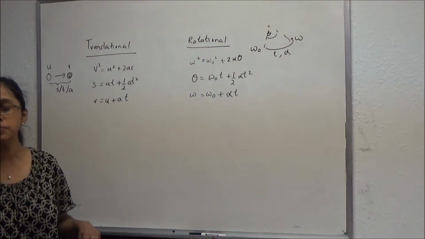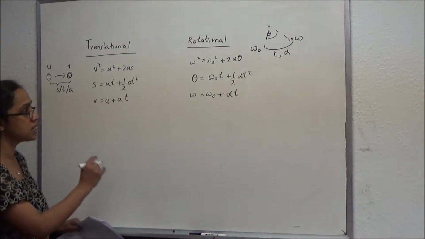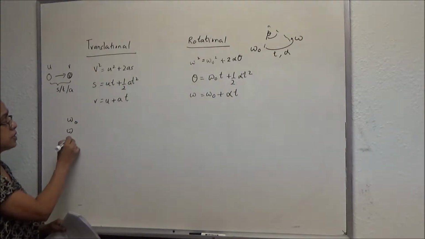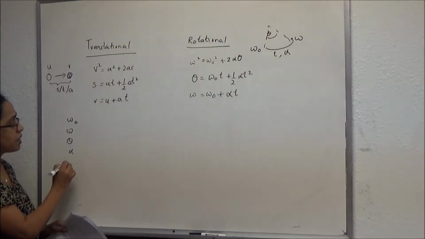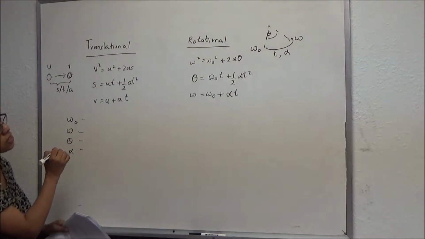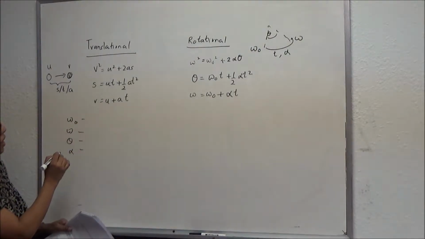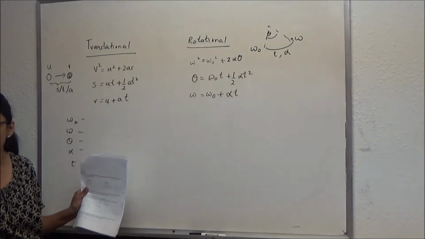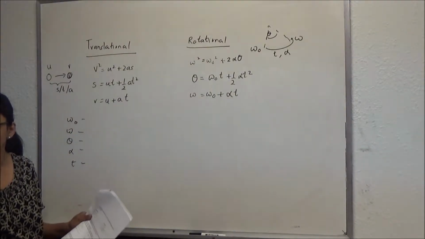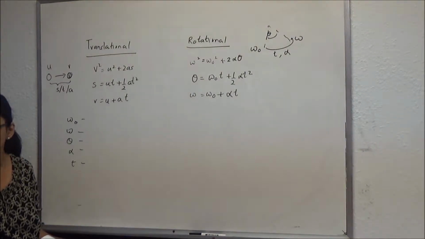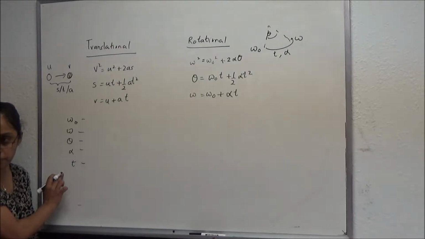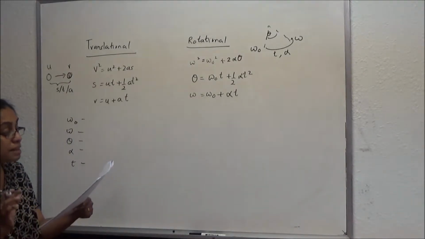In these sums, what we usually do is we write omega naught, omega, theta, alpha. What else do we have? What did we miss? And time. These are the 5 variables that will vary all the time. In these sums, always write these aside, then you won't miss anything.